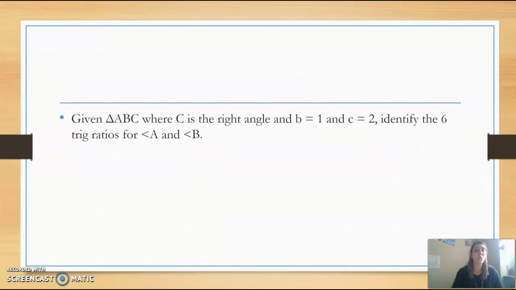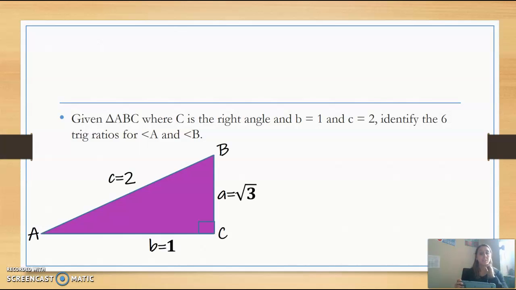Okay, so now what I would like you to do is draw this triangle and identify the 6 trig ratios for angles A and B. So that's what I want you to do. This would be a version of the triangle you could have drawn. What matters on this triangle is that side a is opposite angle A and side b is opposite angle B.